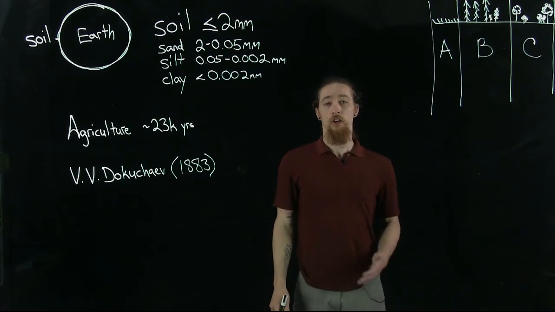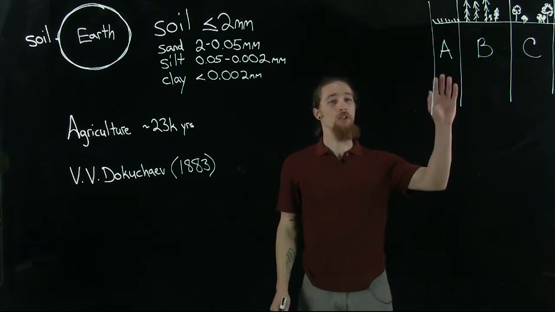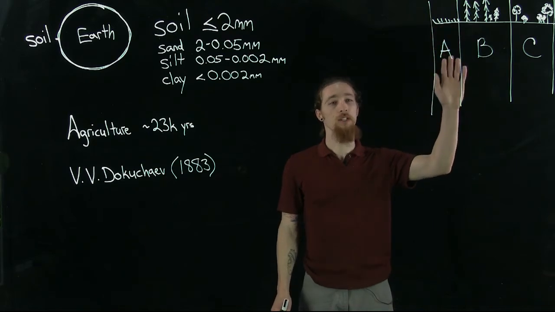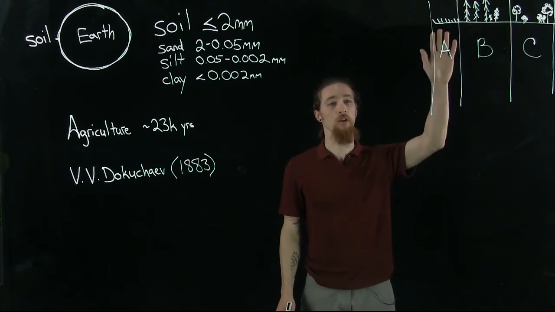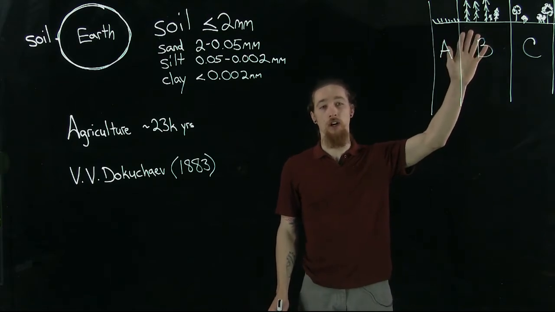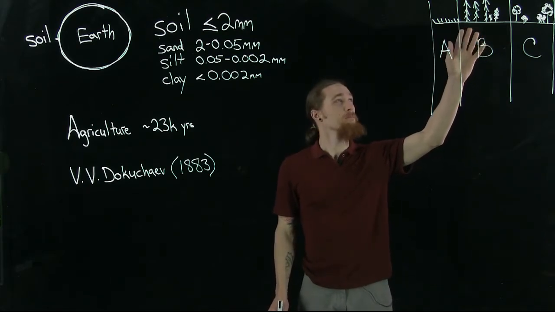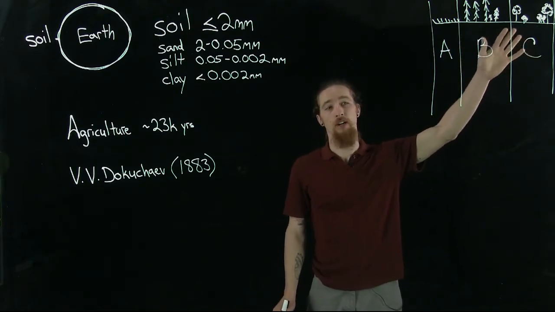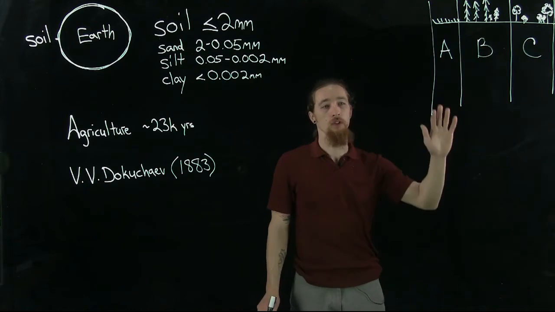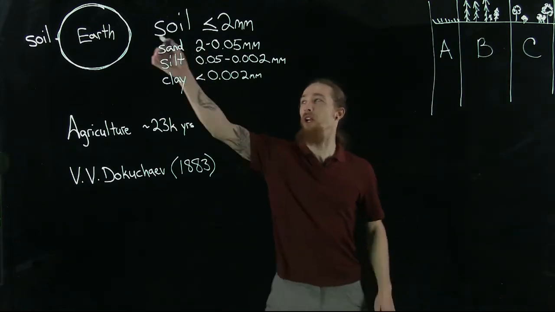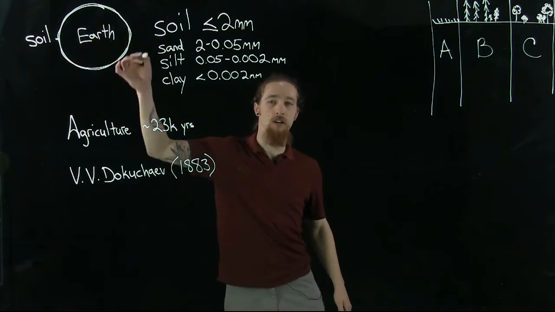In essence, Dokuchev's claim was that a soil underneath various conditions would be distinctly different from another soil. So a grassland soil would be different than a tundra or evergreen forest versus a nice prairie oak savanna, say. So we would have distinct soils, A, B, C, and it was not one homogeneous entity around the globe.